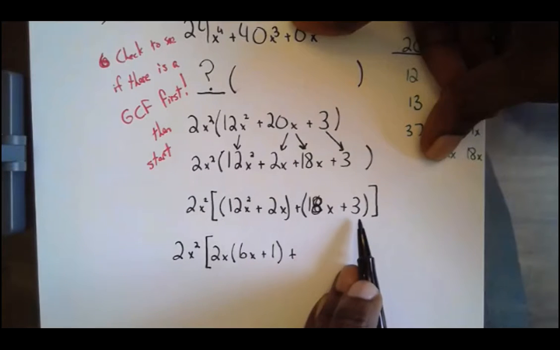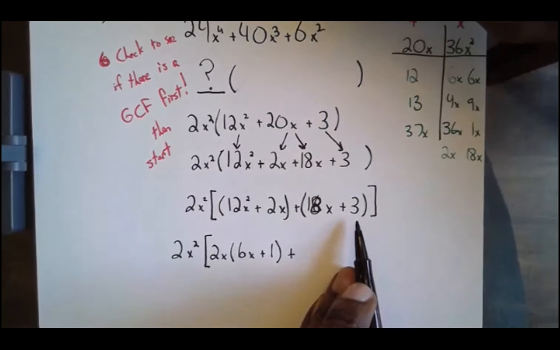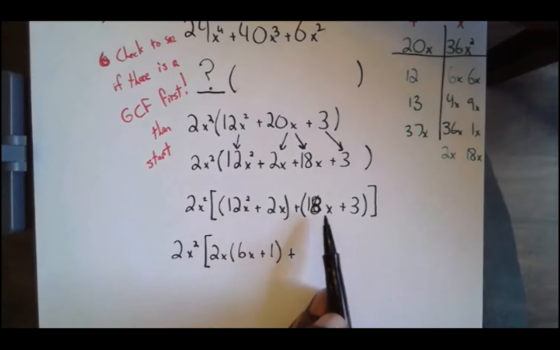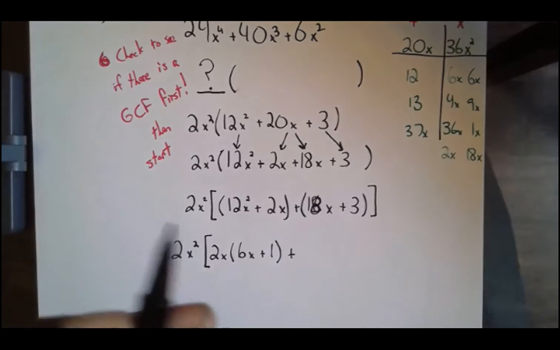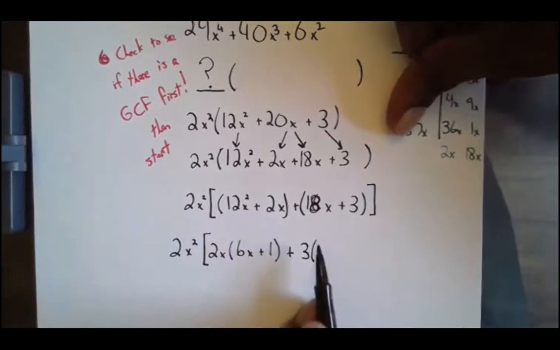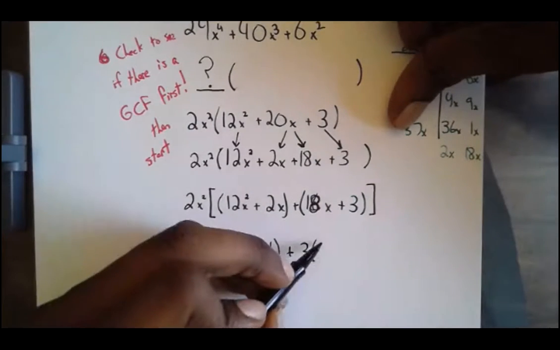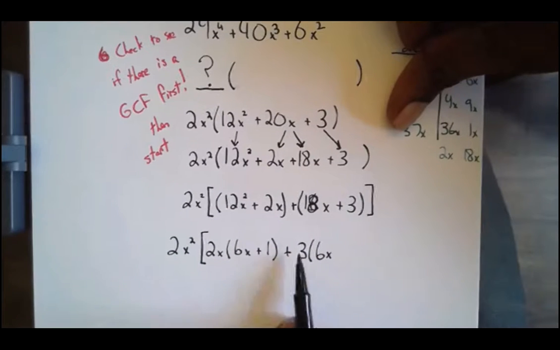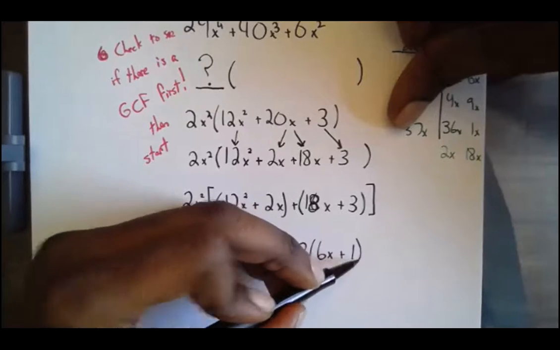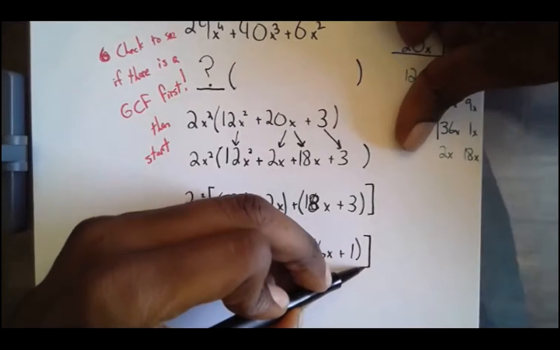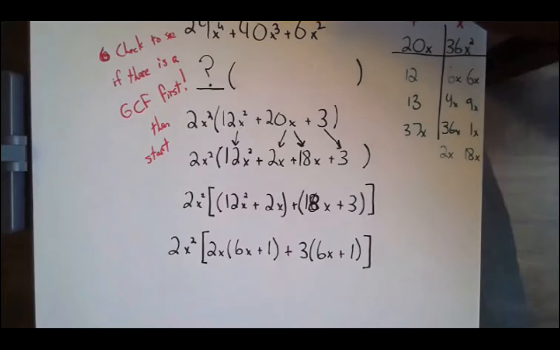And now we're going to the 18 and the 3. So what number goes into both 18 and 3? The GCF of, yes, it's 3. So 3. And 3 times what is 18? 6x. And 3 times what is 3? 1. Close the parentheses. All right, now good job, Kelly.